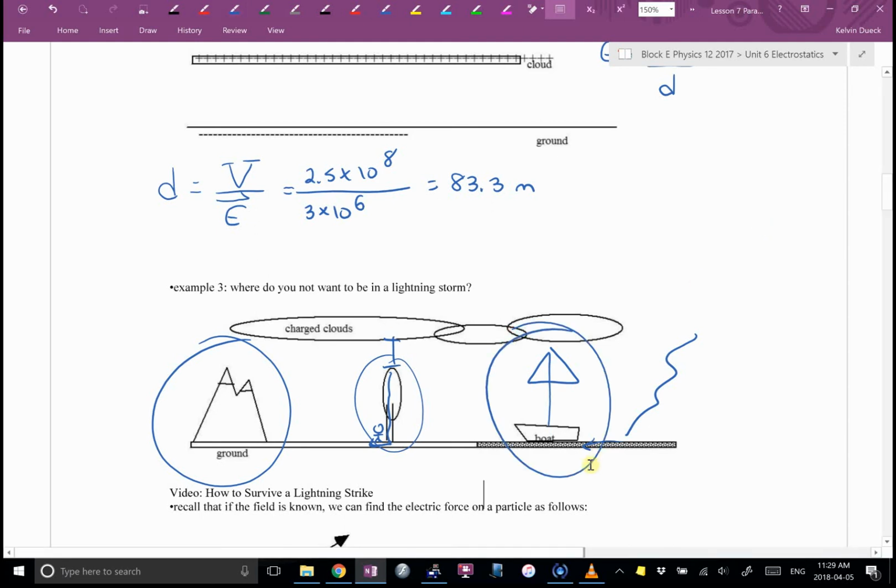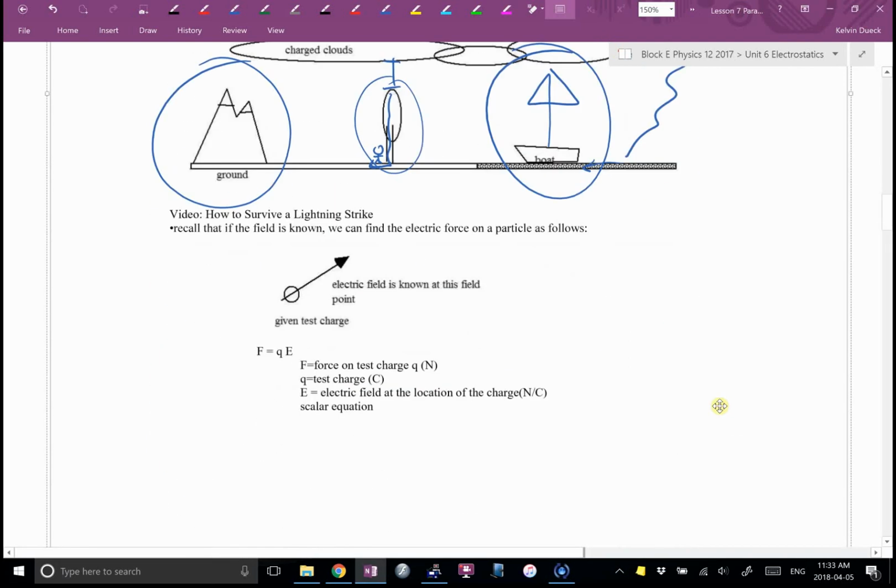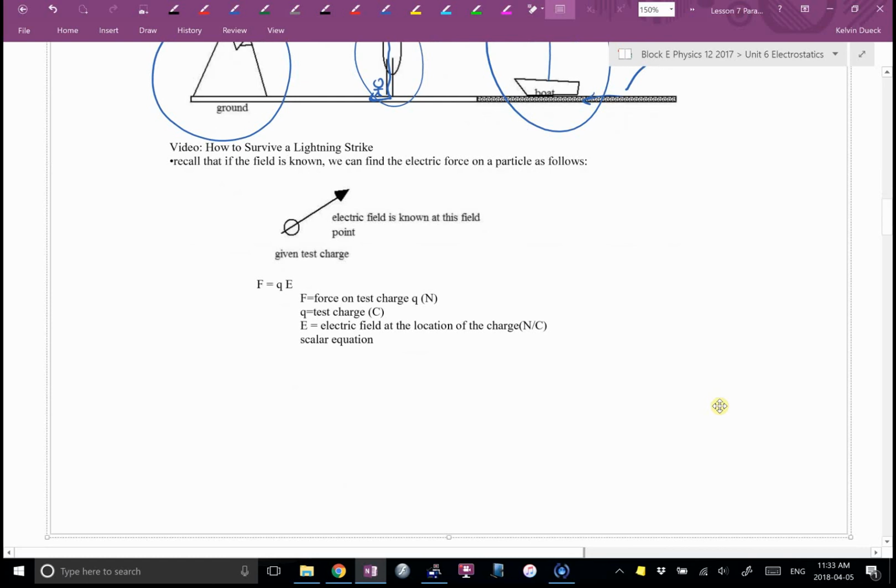Put your pencils down, look up. Recall that if we know the electric field, we can find the force by using F equals QE. On your blue sheet, can you find where that equation came from? Yeah, it comes from our definition of electric field, which was that one there, and if I get the F by itself, we're good. So now we have an equation to find the force between parallel plates.